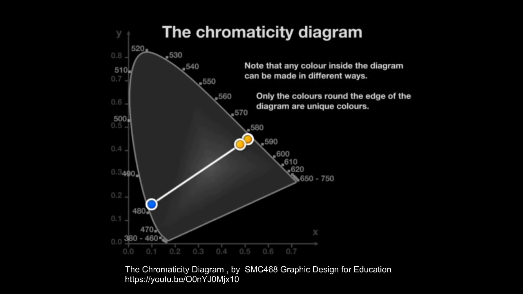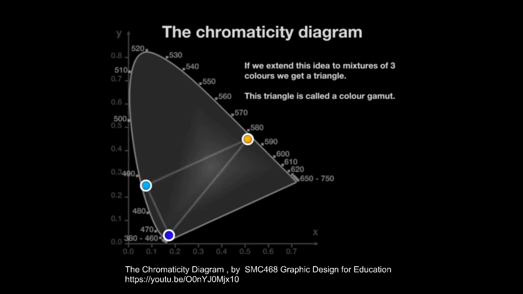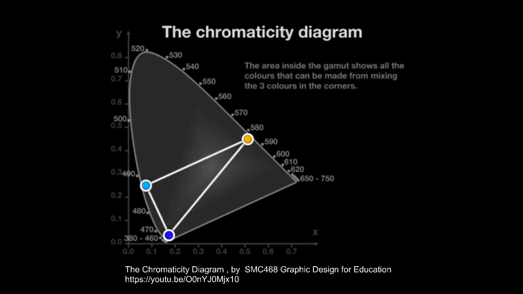Note that any color in the diagram can be made in different ways. And here there's a color where all the 3 lines cross. We can get that color by any pair of line segments joining any 2 points on the periphery of the diagram. If we extend this to 3 colors, we get what's called a color gamut, which is a range of colors. And this is one of the principles behind RGB color.